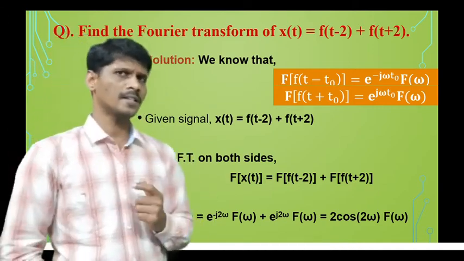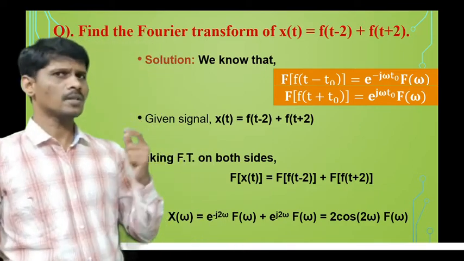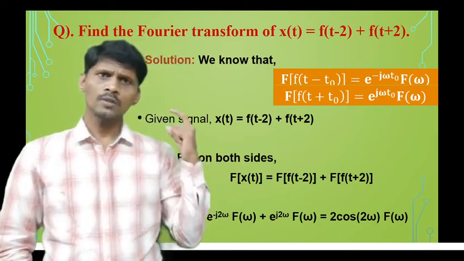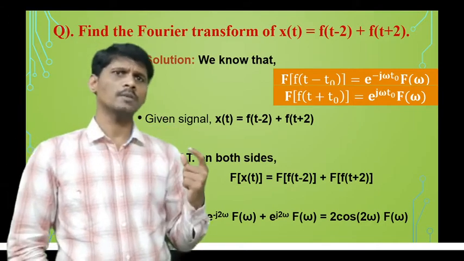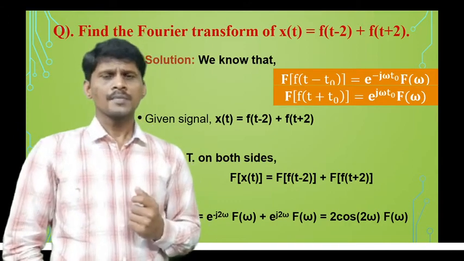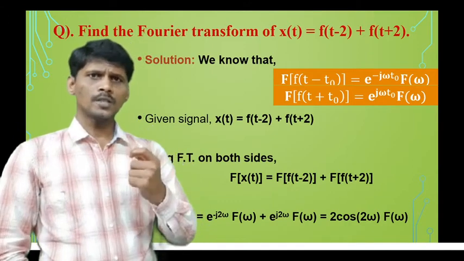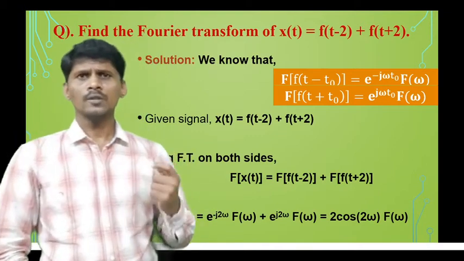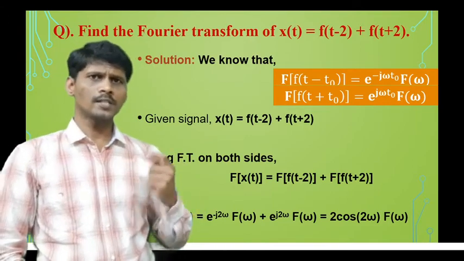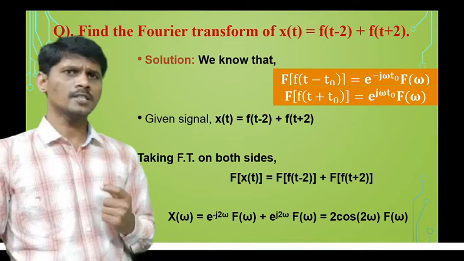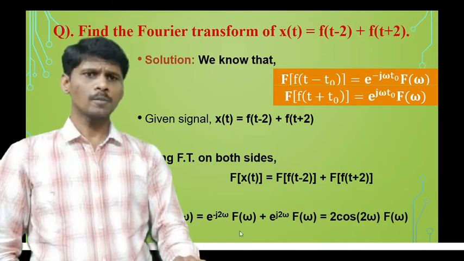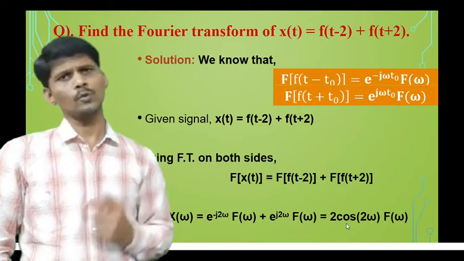Using Euler's identity, e power jx is cos x plus j sin x and e power minus jx is cos x minus j sin x. Using those two equations, we get the cos x value. e power jx plus e power minus jx by 2 is cos x. So cos x is equal to e power jx plus e power minus jx by 2. Using that expression, e power j2 omega plus e power minus j2 omega is 2 cos of 2 omega.